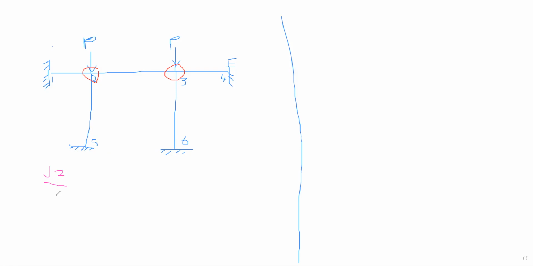Okay. So we pick junction 2 and start with it. At junction 2, the members that connect are the one from 2 to 1, one from 2 to 5, and one from 2 to 3. Do you see that? Yes. So they are moments.